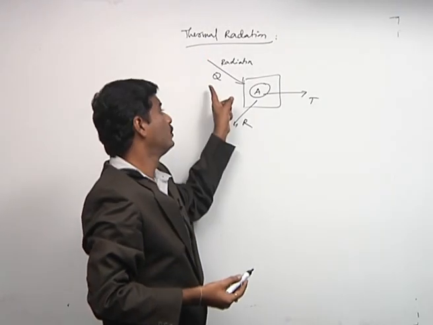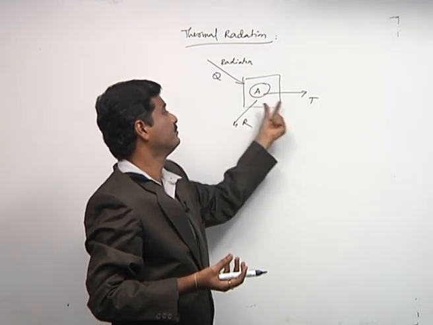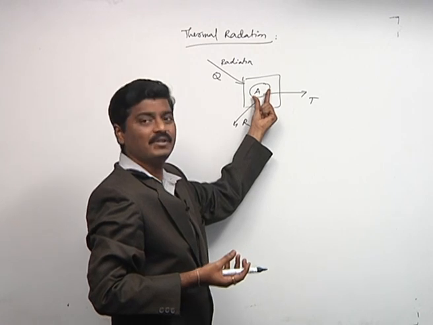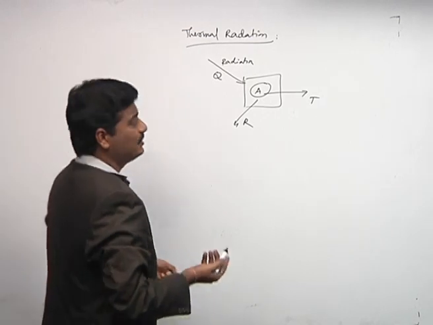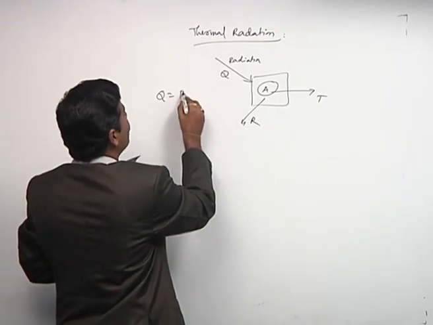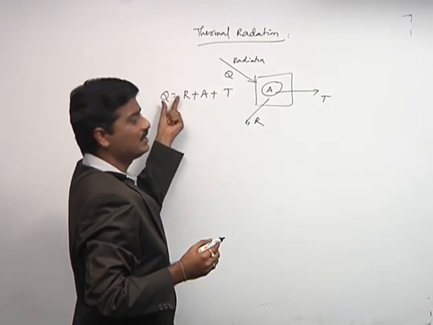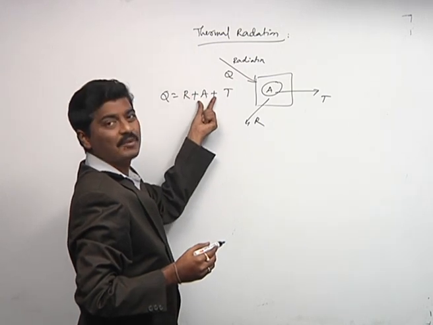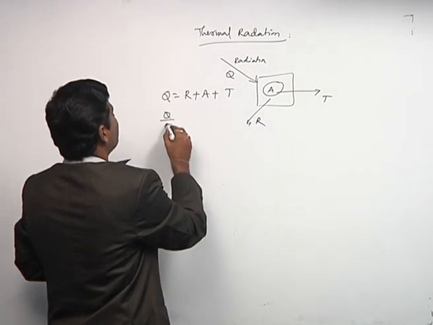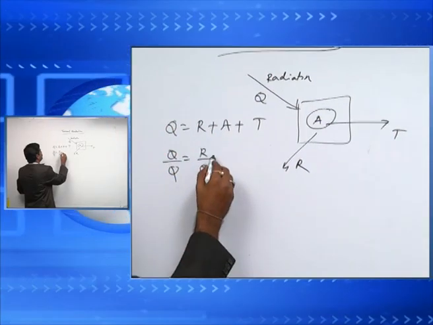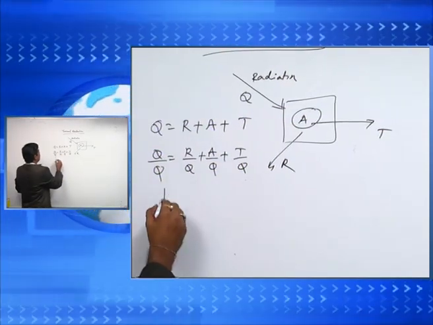If you observe the diagram, Q is the incident radiation, which splits in three ways: one part of the energy is absorbed, one part is transmitted, and one part is reflected. If you apply conservation of energy, the incident energy Q equals R plus A plus T. This is the amount of incident energy, the amount of reflected energy, the amount of absorbed energy, and the amount of transmitted energy. Taking Q by Q, and R by Q, A by Q and T by Q, this adds up to 1.